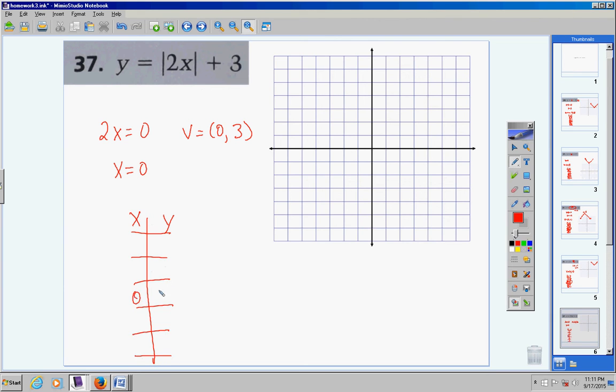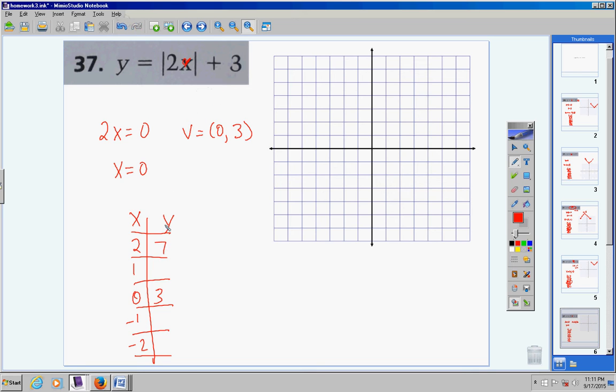Right here we'll put 0, 3. Let's go up 1, 2. Let's go down negative 1, negative 2. Alright, let's put a 2 in for x right here. So 2 times 2 is 4, so we have the absolute value of 4, plus 3. Well, the absolute value of 4 is 4, plus 3 is 7. So we're going to put a 7 in right here.